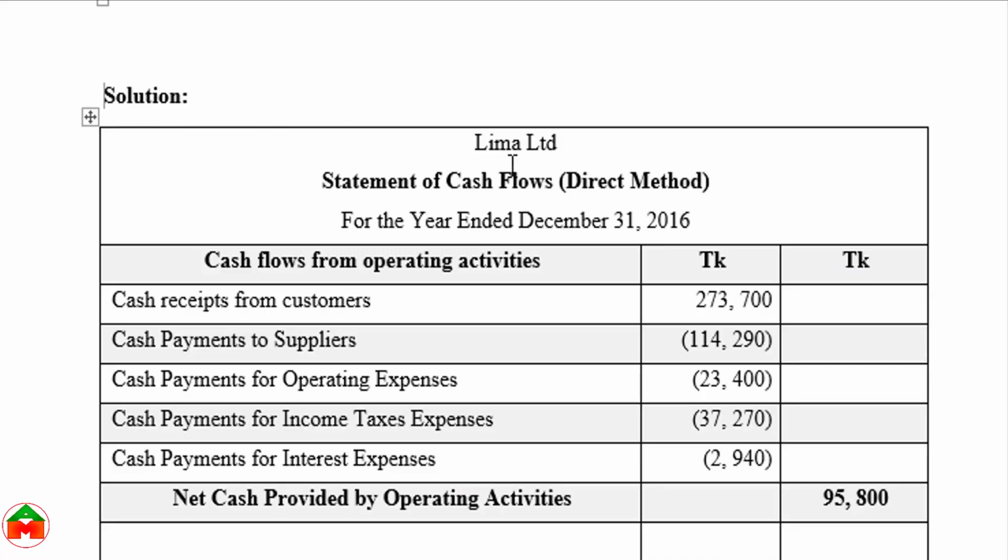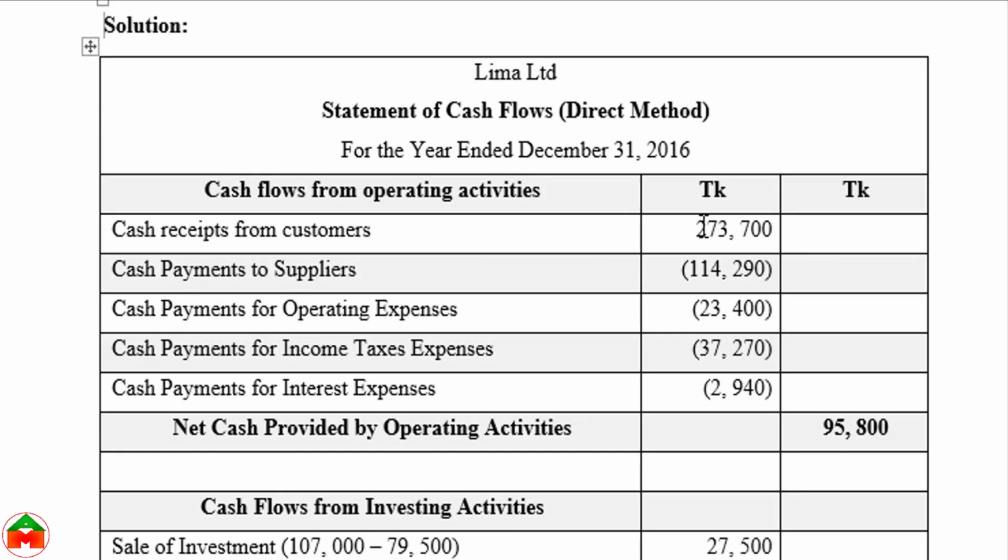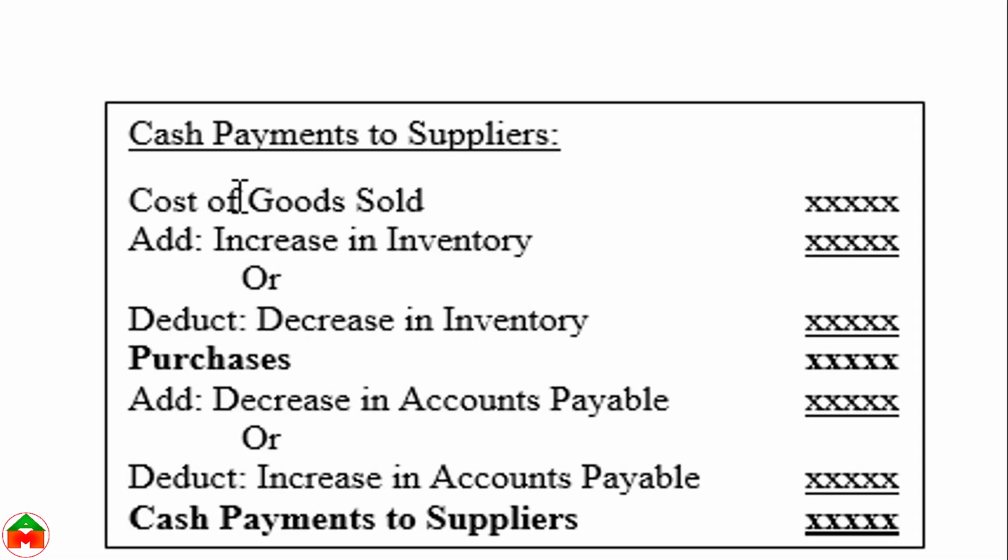Here we can see the solution: Livan Limited Company, statement of cash flows under the direct method for the year ended December 31, 2016. You can see we have calculated the cash receipts from customers, 273,700. We have written it under the cash flows from operating activities. So the first inflow is cash receipts from customers. Now we are going to see the second calculation under the direct method to calculate the cash flows from operating activities.